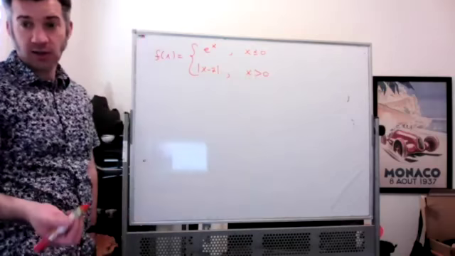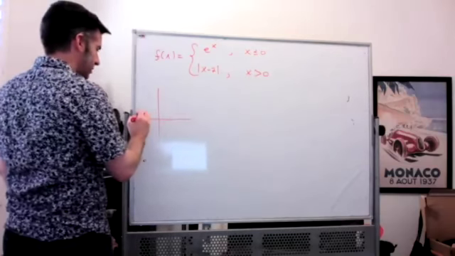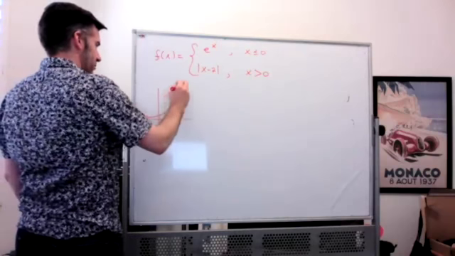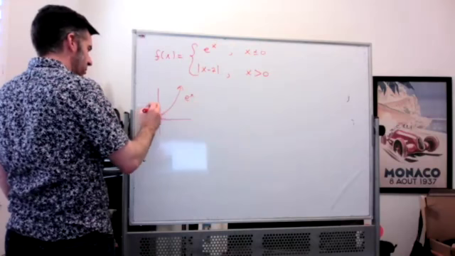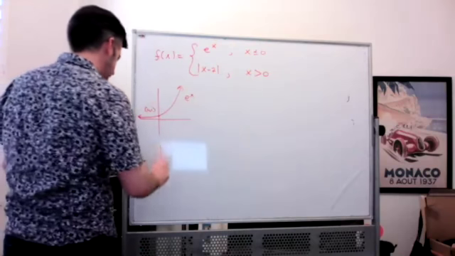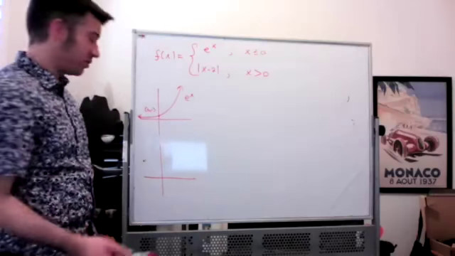So we know what each of these looks like. We know that e to the x looks like this, with a y-intercept at (0, 1). And we know that the absolute value of x minus 2 looks like your usual absolute value function shifted 2 to the right.